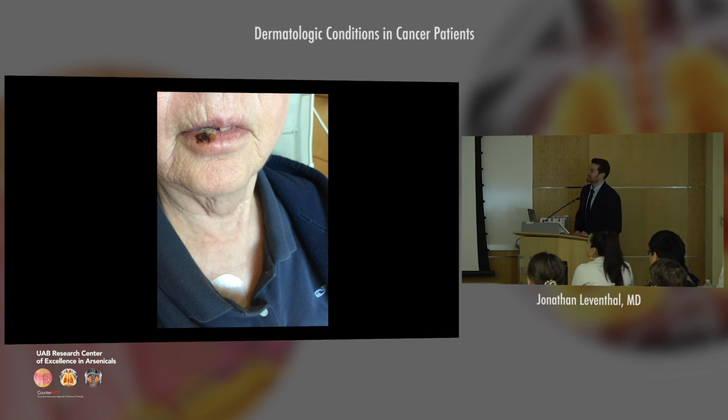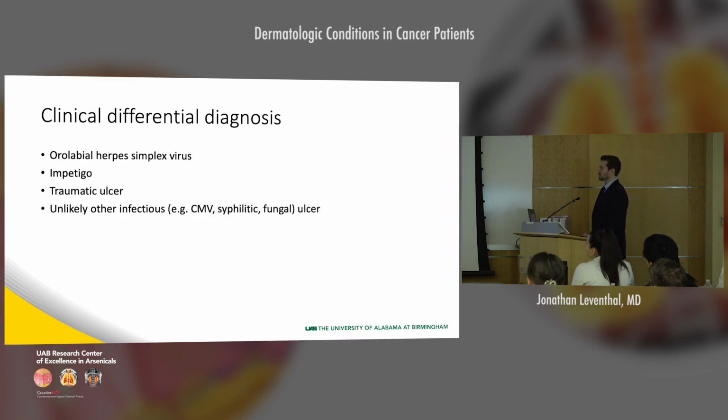This was one of the first cases I saw as a first-year attending, I think maybe the first week. And so I felt pretty good about the diagnosis from looking at it. There was an ulcer with a hemorrhagic crust on the lip that was extending onto the cutaneous lip. And so the first, second, and third things on my differential were orolabial herpes simplex. I didn't think it was impetigo or traumatic ulcer. I didn't think it was syphilis or anything else. And so I did a swab, and I treated her empirically.